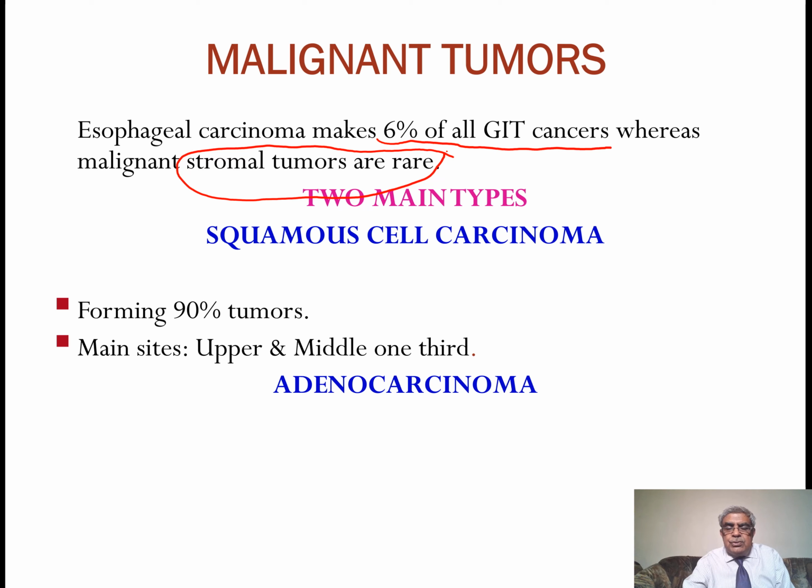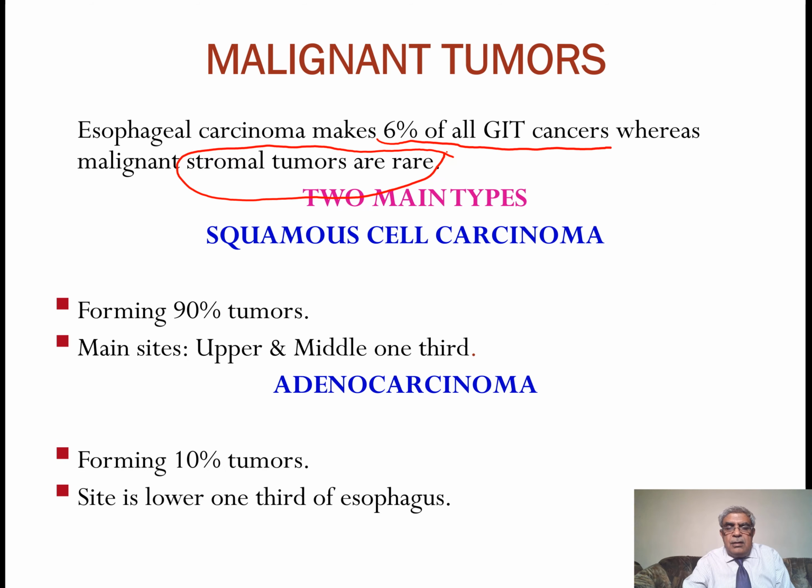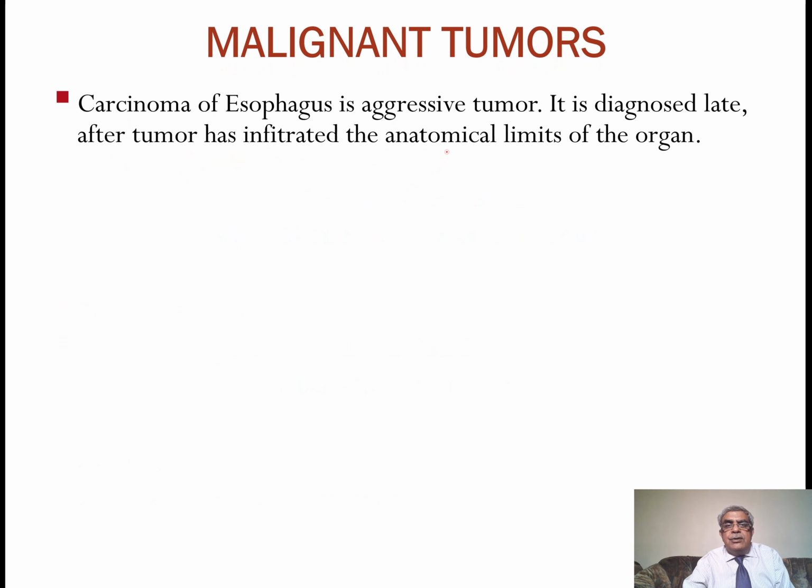mostly it is due to Barrett's esophagus, which is a precancerous lesion, forming 10% of the tumors. Site is lower 1/3 of the esophagus. Malignant tumors continue.